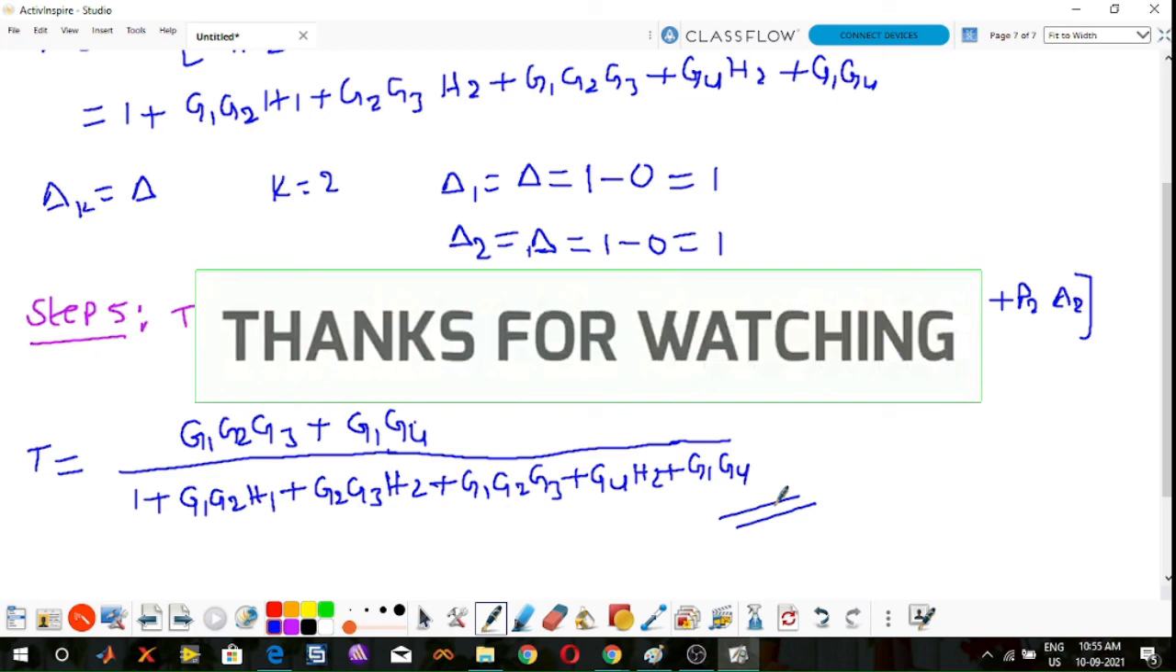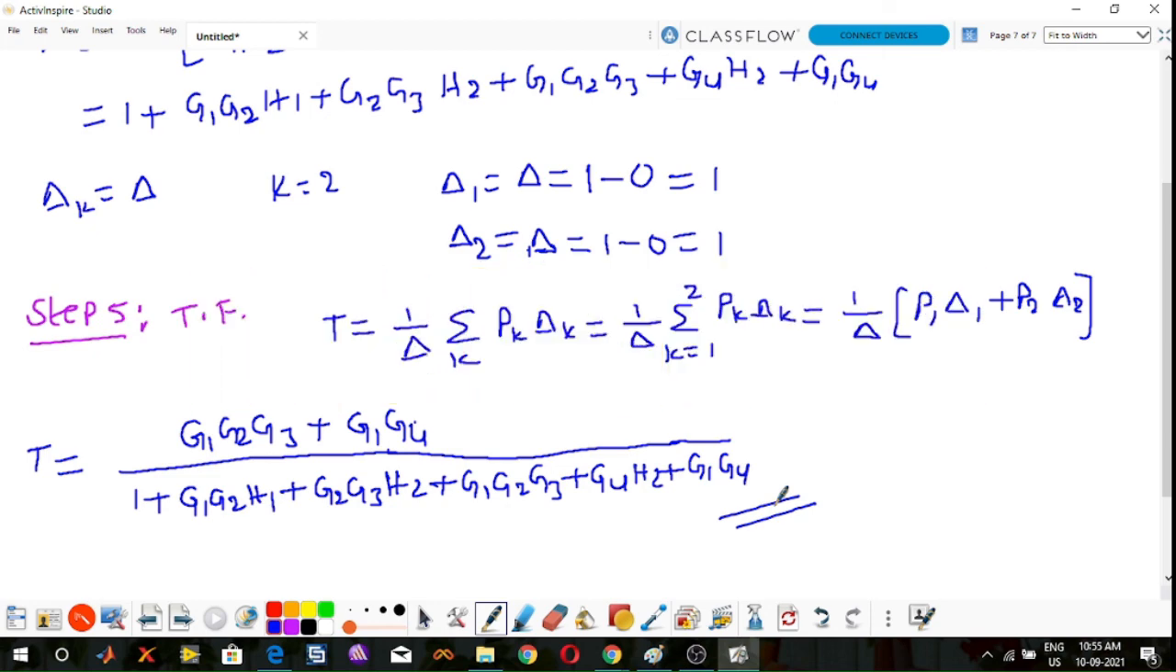The given block diagram is converted into a signal flow graph, and after that, using the signal flow graph procedure, we find the transfer function of the signal flow graph using Mason's gain formula.